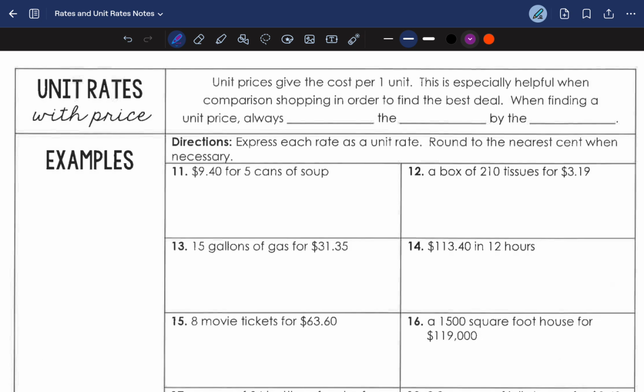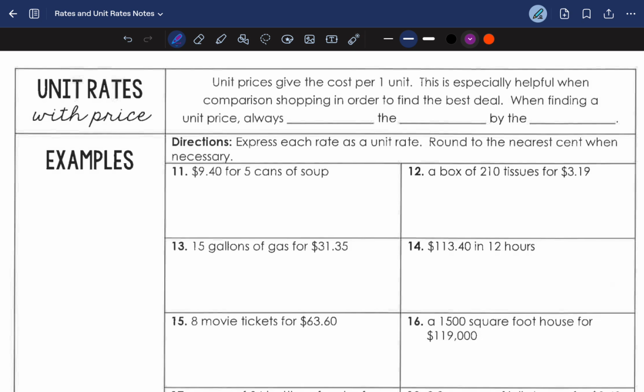Okay, so flipping your paper over, on the back side at the top, it says unit rates with price. Now this is something that is relevant in your real life because when you go grocery shopping, you always want to look for what's a better buy. Meaning you want to know what's the cheapest, the biggest bang for your buck. I'm sure you've done it with your parents and they want to know which one's going to give you more for the best price.